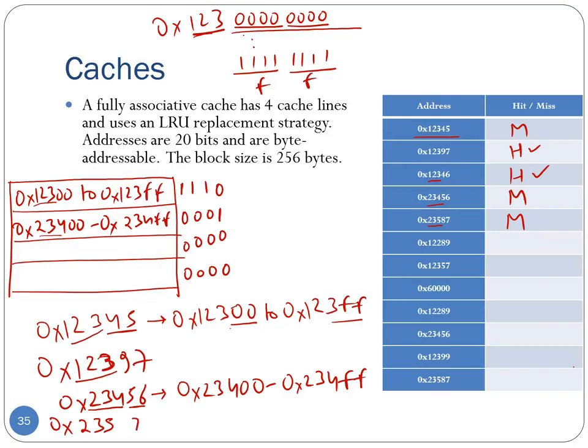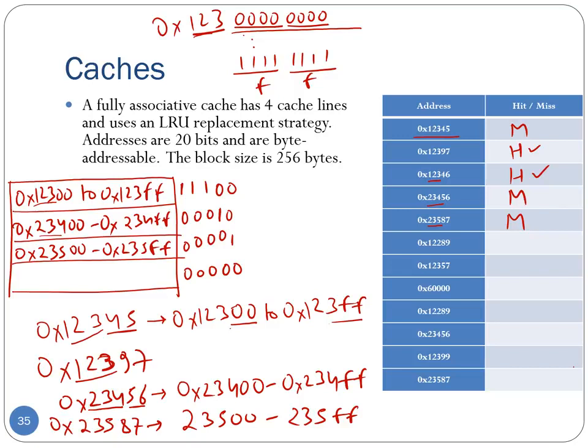In response to 23587, we bring in everything in the range 23500 to 235FF, right? So let's use this third row here, so we get hexadecimal 23500 to 235FF here. We just now wrote in the third row, so we will mark a 1 here and a 0 in front of all other rows.